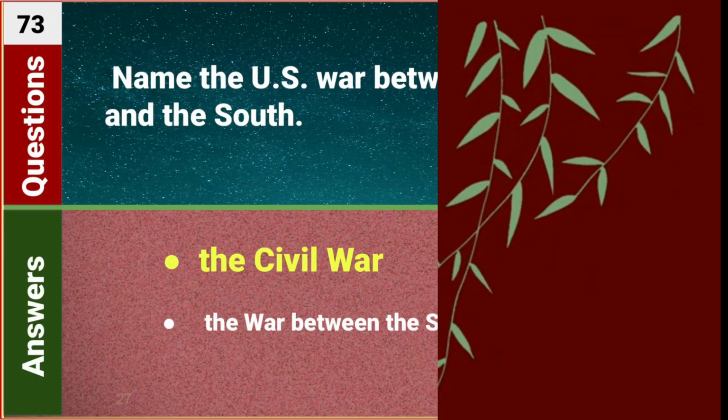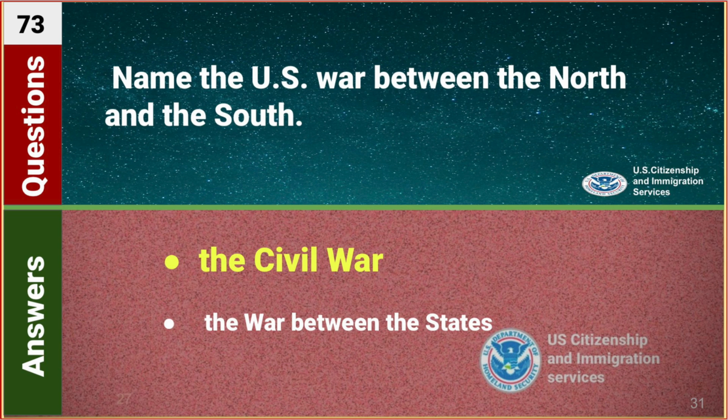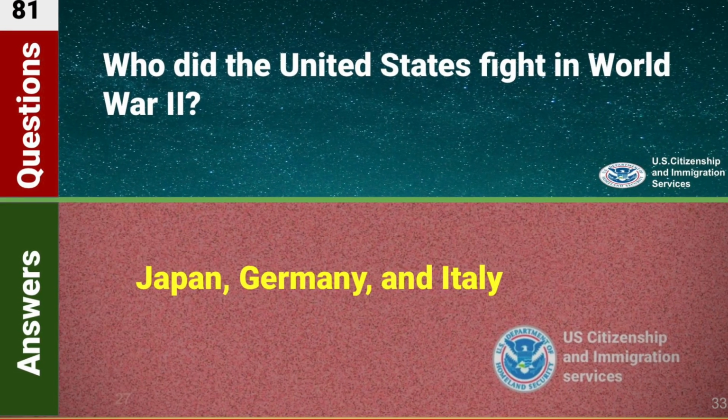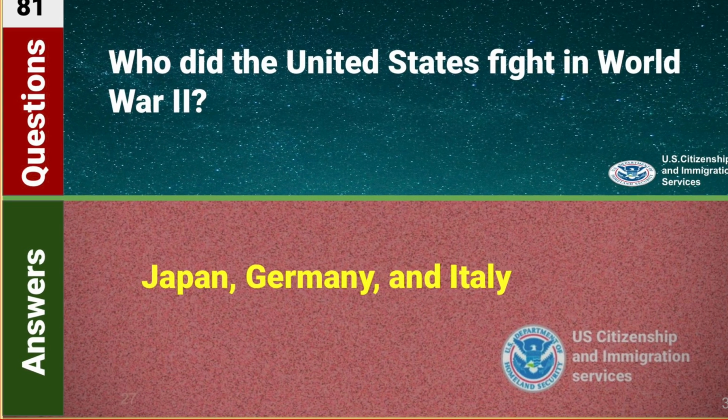Name the U.S. war between the North and the South. The Civil War. Who did the United States fight in World War II? Japan, Germany, and Italy.